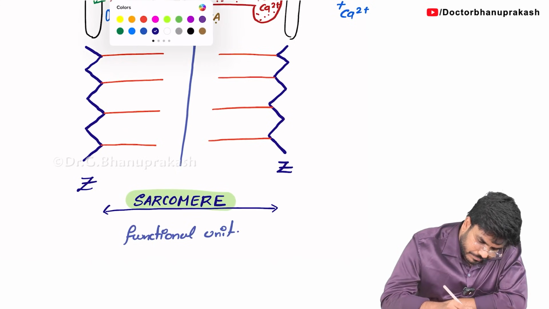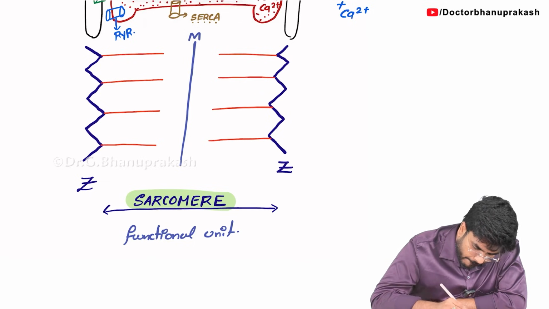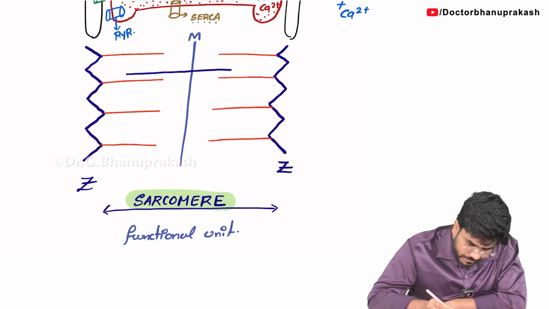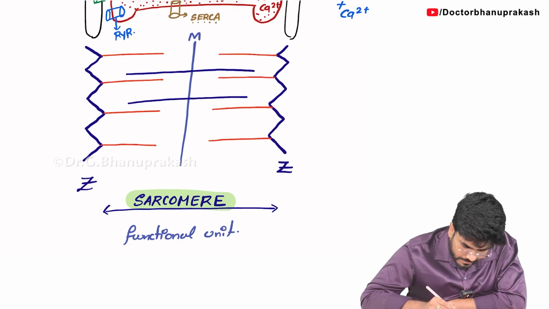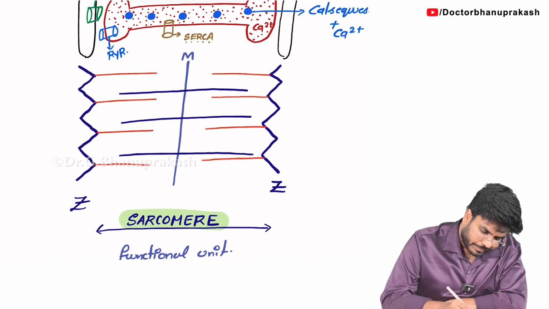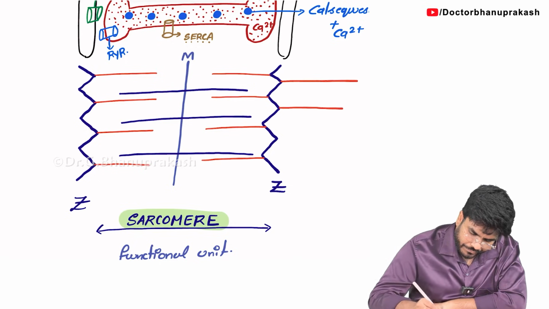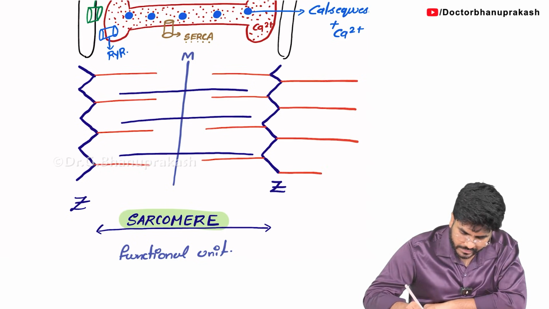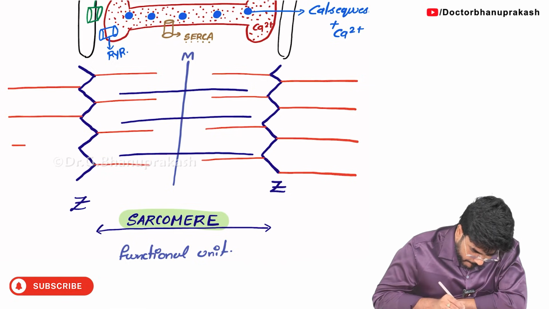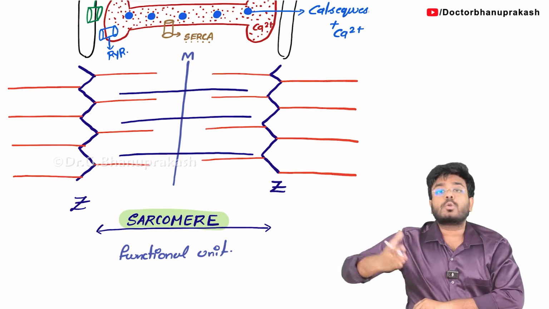To this M line, there is a thick filament attached. Look carefully, this thick filament is called myosin. Here also you can find the actin. These are also actin. So this is a different sarcomere. It will come into the different sarcomere. Okay, now you understand? So there are sarcomeres present.